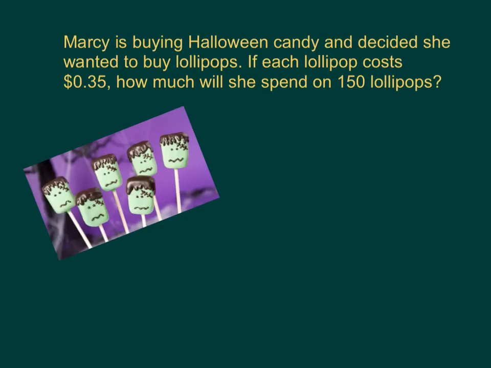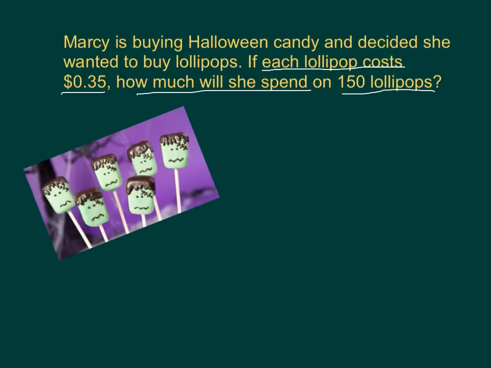Marcy is buying Halloween candy and decided she wanted to buy lollipops. If each lollipop costs 35 cents, how much will she spend on 150 lollipops? So we're going to go ahead and underline the important information in this problem. Each lollipop costs 35 cents, and she's buying 150 of them. Since we're wanting to know the total that she will spend, we're going to be multiplying because we have our clue word each, and it's asking us to find the total amount of money.